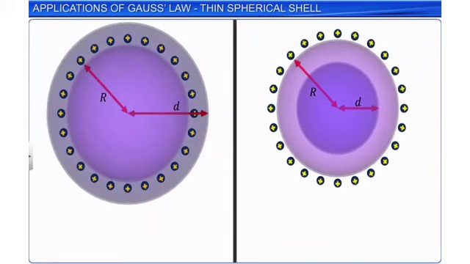Thus, for all distances d from the center of the spherical shell, which are greater than its radius r, the magnitude of the electric field strength E due to the uniformly charged thin spherical shell is given by E, which is equal to 1 by 4 pi epsilon naught q by d square. For all distances d from the center of the spherical shell, which are less than its radius r, the magnitude of the electric field strength E due to the uniformly charged thin spherical shell is 0.